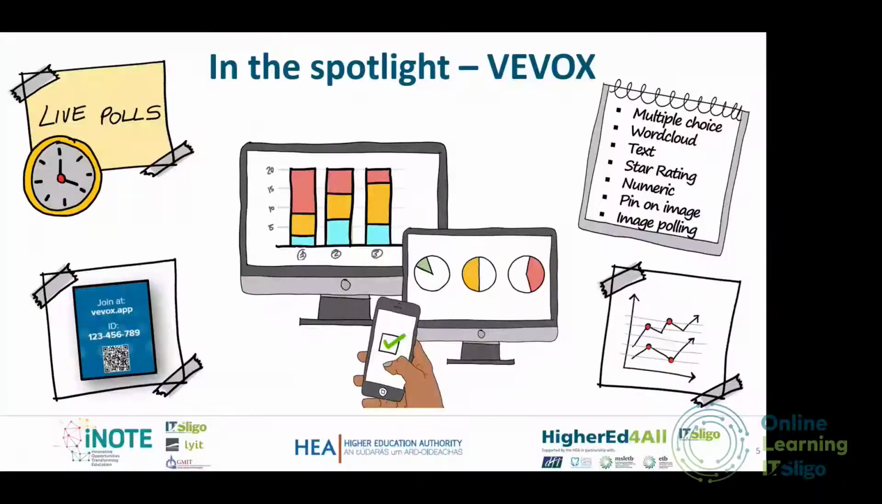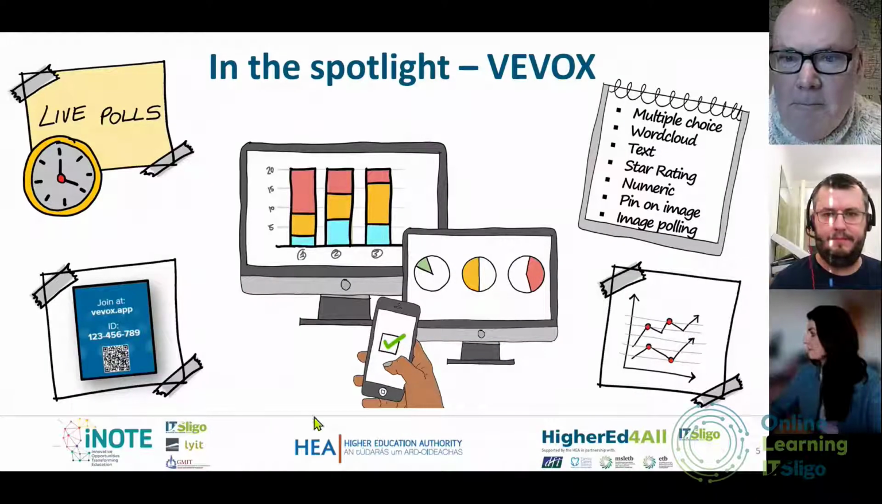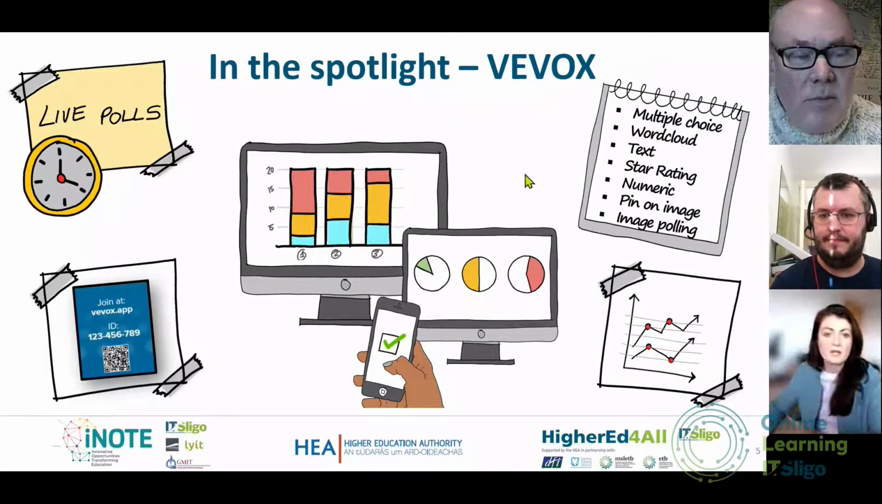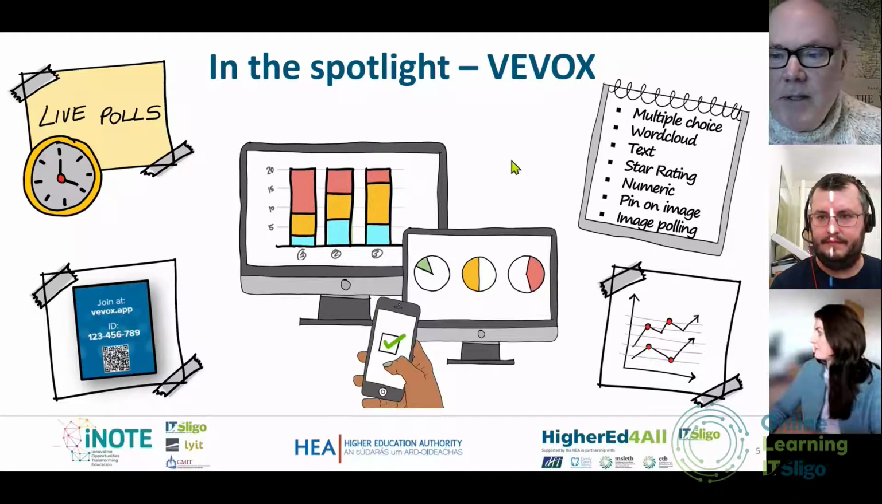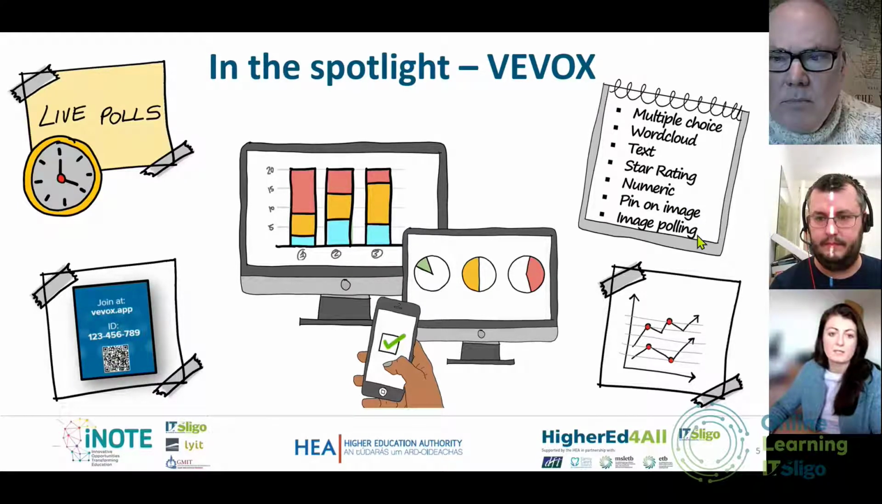There are a few questions there. Brian's looking for us to go back over the range of interactions with that slide. I think I have it up there, Gavin. Yeah, so we're looking at our live polls in terms of multiple choice polls, word cloud, text, star rating, numeric, pin on image, and image polling.